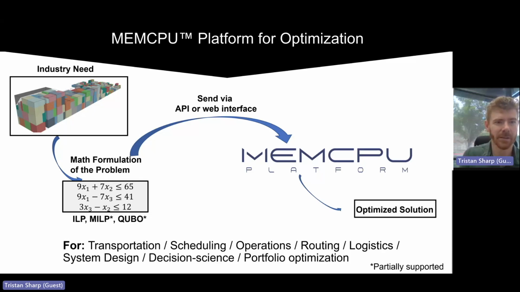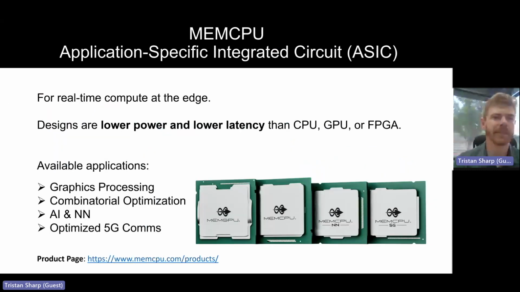So that's the software. Then we're also working in the area of developing this hardware. So we have real-time compute at the edge. So the whole idea is that these are lower power and lower latency than what you do on CPU or GPU or FPGA. And we've done projects and have in varying levels of design applications for graphics processing, combinatorial optimization, of course, some neural networks, and certain linear algebra operations, which are useful for 5G comms.